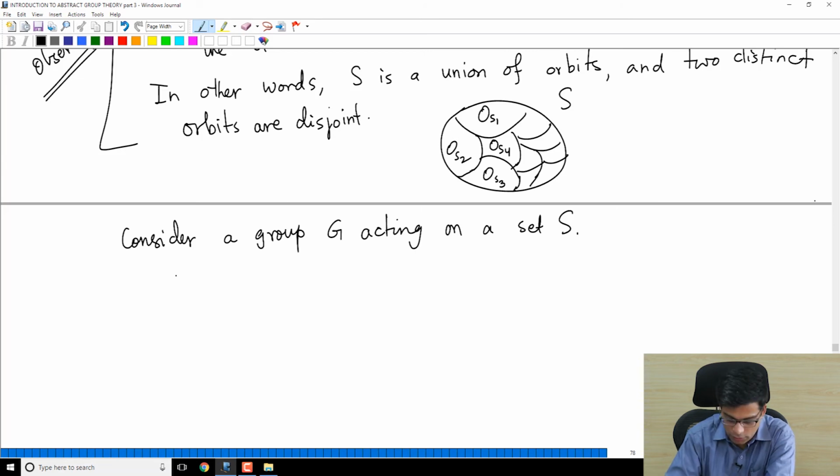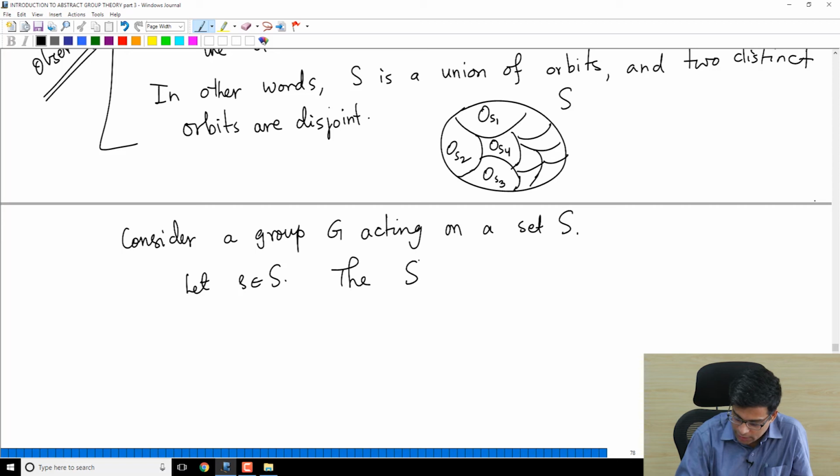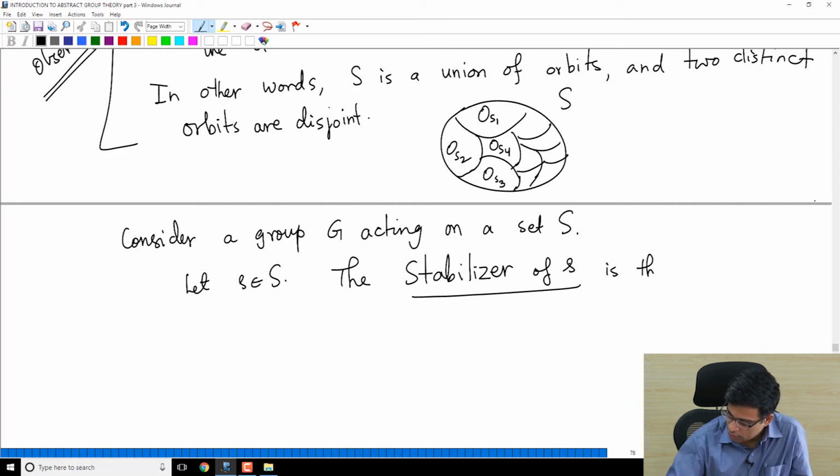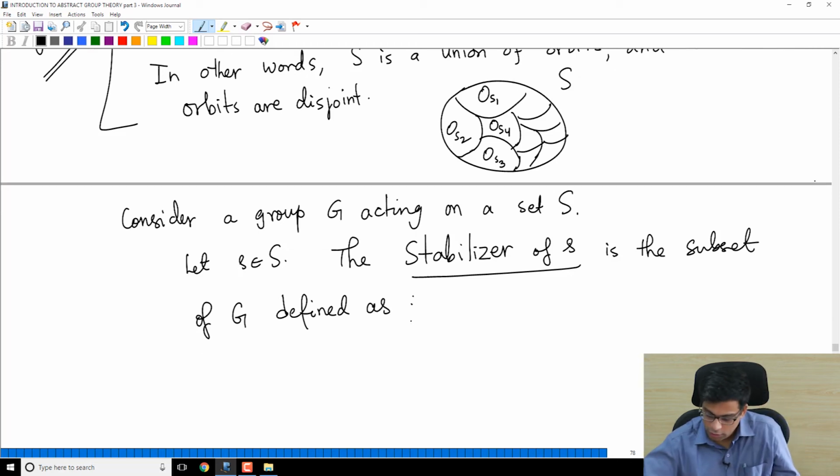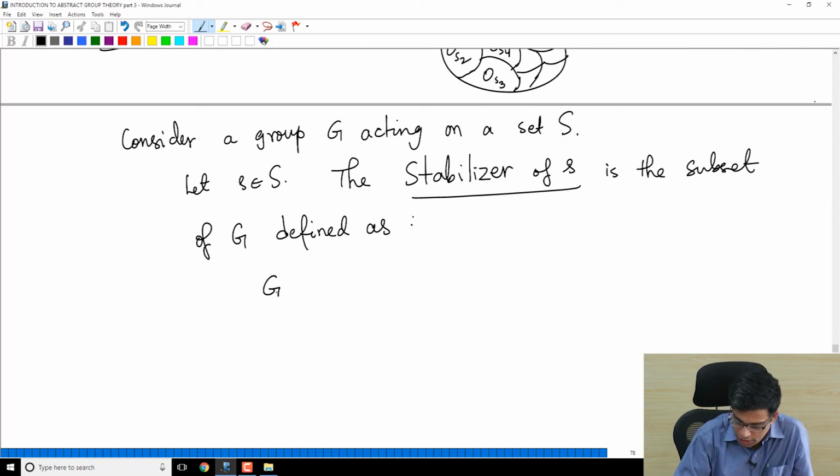Okay, so let us fix a small s in capital S. I have defined for you the orbit of S, right? O_S. Now I will define something else now. The stabilizer of S is the subset of G defined as, okay, so stabilizer is denoted by G sub S.